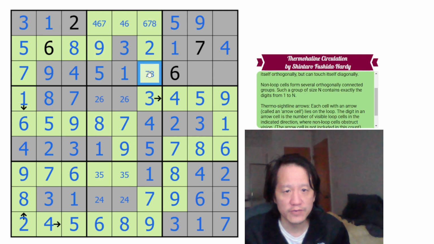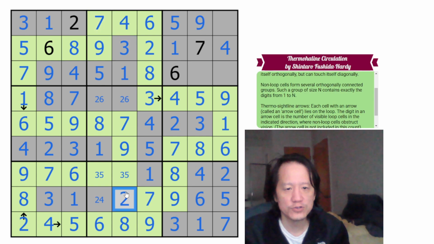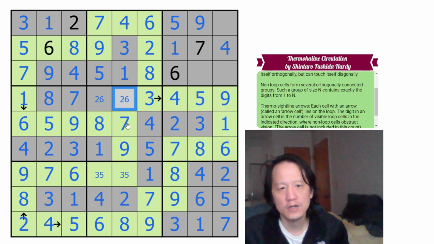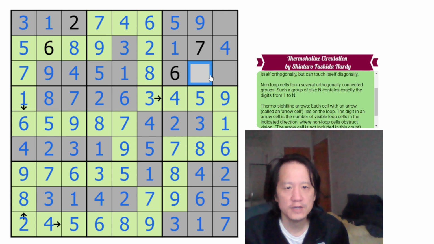So this can't be 7. This can't be 7. This must be 8. This can't be 7 or 8, so this must be 6, which means this can't be 6, so this must be 4. This can't be 4 or 6, so this must be 7. That 4 eliminates this 4, so this is a 2, this is a 4. This is a 6, this is a 2. This must be 5 and 3.